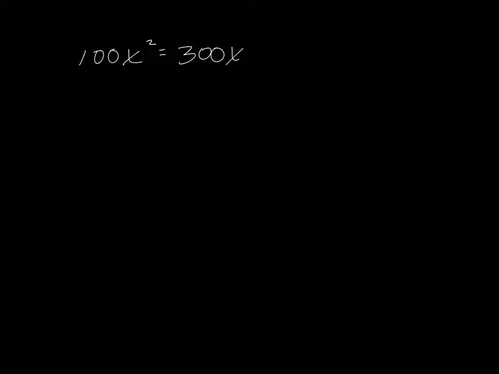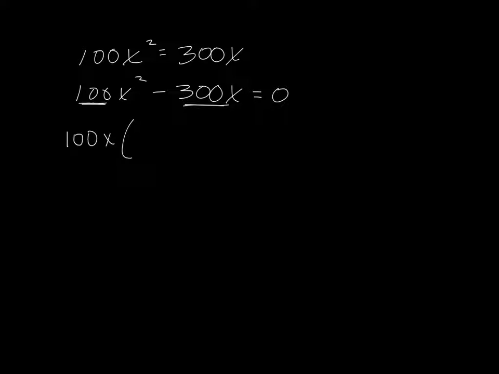First of all, I would rewrite this equation, set it equal to 0. So we're going to subtract 300x from both sides. And then I'm going to factor out what's common. What's common is a 100 and an x. So I'm going to pull a 100x out, and that's going to leave me with an x there and a 3 there. And if I distribute that back, I'm going to get 100x squared minus 300x. Alright, so that's the factoring.